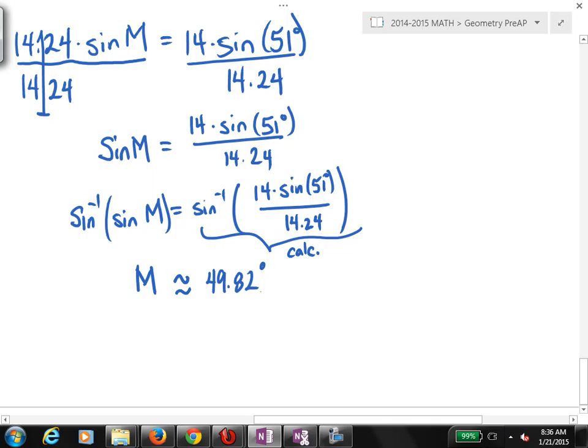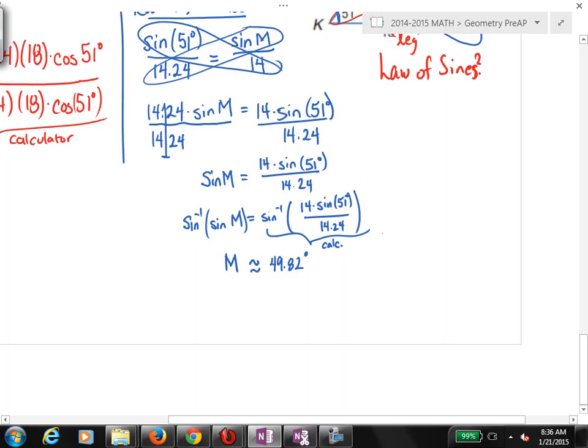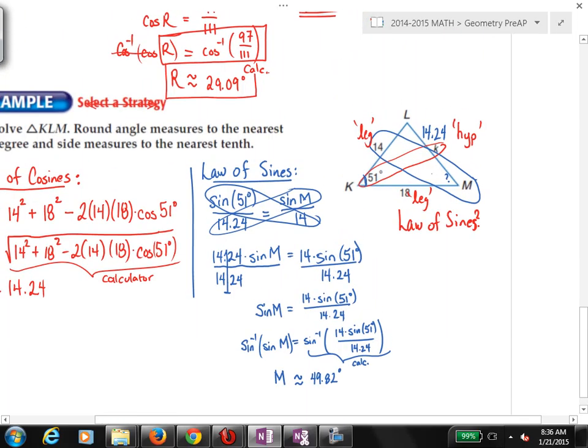Now this is in degrees. Now the last thing, of course, I'm going to put that this is 49.82 degrees. How can I figure out angle L for the last step? Well, I could use the same thing, law of sines, but if I wanted to avoid having to do law of sines, I can subtract from 180, the summation of the angles. We know that the sum of the angles is 180. So now just simply do this right here.